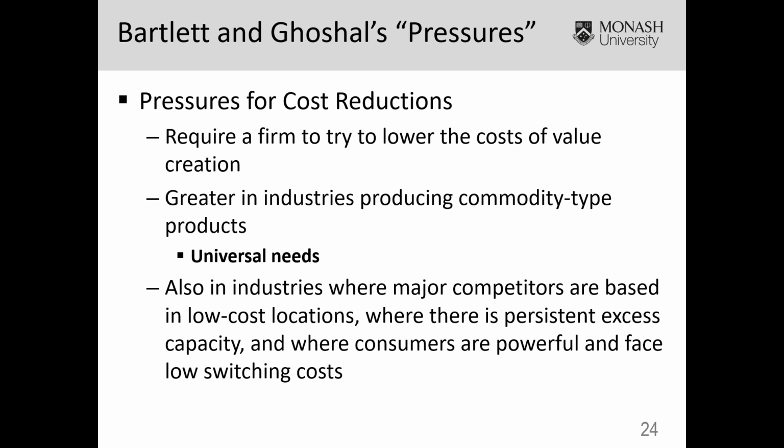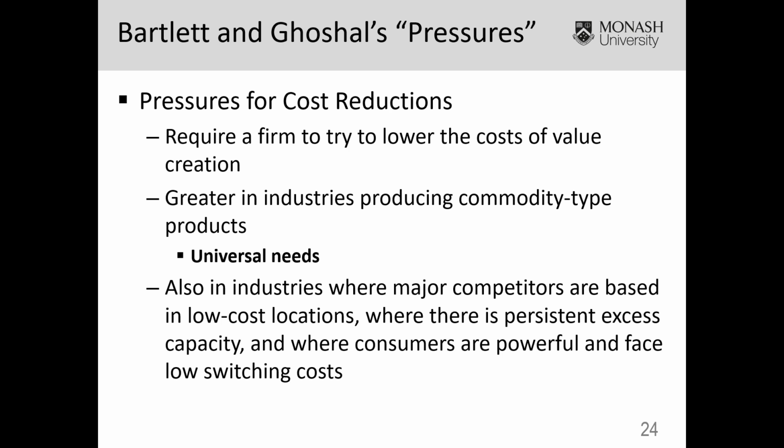So according to Goschel and Bartlett, and this is one of many Goschel and Bartlett models that use the word slightly differently to describe basically the same principles, there is one set of pressure, which is the pressure for cost reduction or the pressure for integration and synergy, that is designed to assist the firm to lower the costs of its operations and create value.